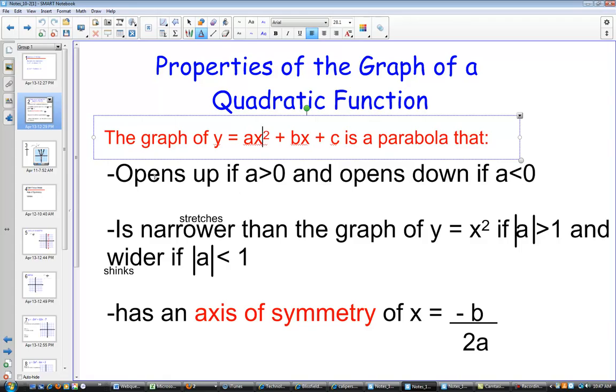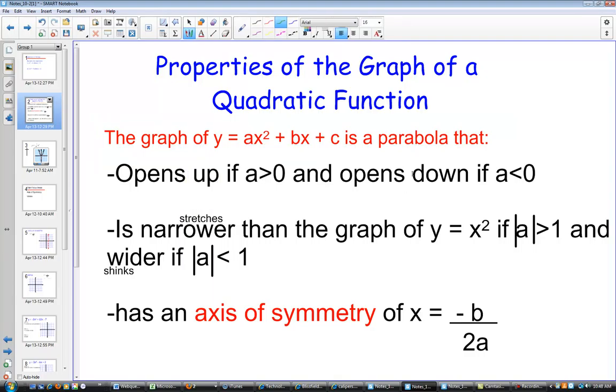The way we know this: it opens up if the a value is greater than 0, so that means not negative, which we could call positive. Then it's going to open upward like this. It's positive. It's a smiley face. Happy, positive. Get it? And then if a is negative, it's a frown face. It's going to open down. It's negative. It opens downward.